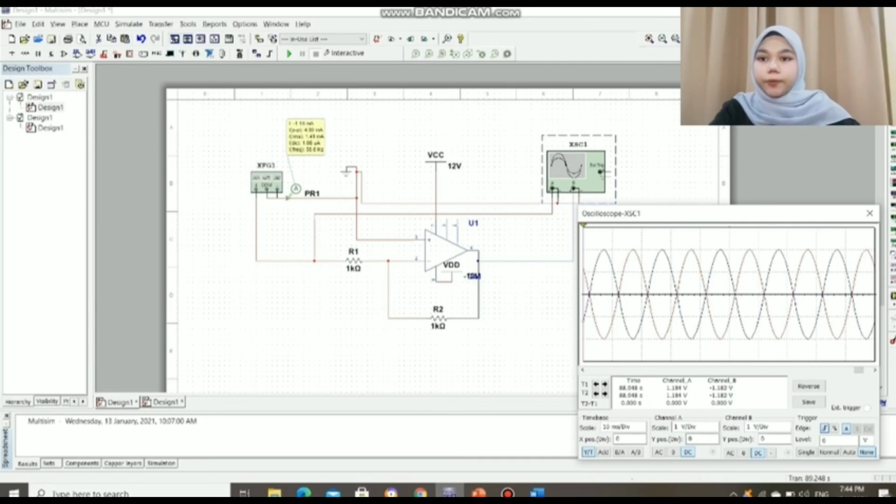Then we use a probe to measure the current. This is the current value of this inverting op-amp.